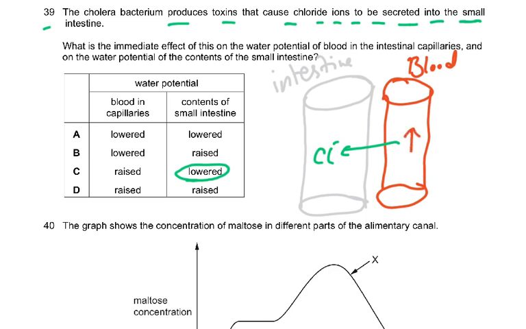Because the chloride ions are coming out of it, so there are more free water molecules. So more free water molecules means that the water potential would be raised. You see, the more free water molecules, the more the water potential. More chloride ions means fewer free water molecules. So when the chloride ions are in the intestine, then of course the intestine's water potential will be lowered. But when they're coming out of the blood, then there are more free water molecules now in the blood. So that will be raised. So that is why the answer is C.